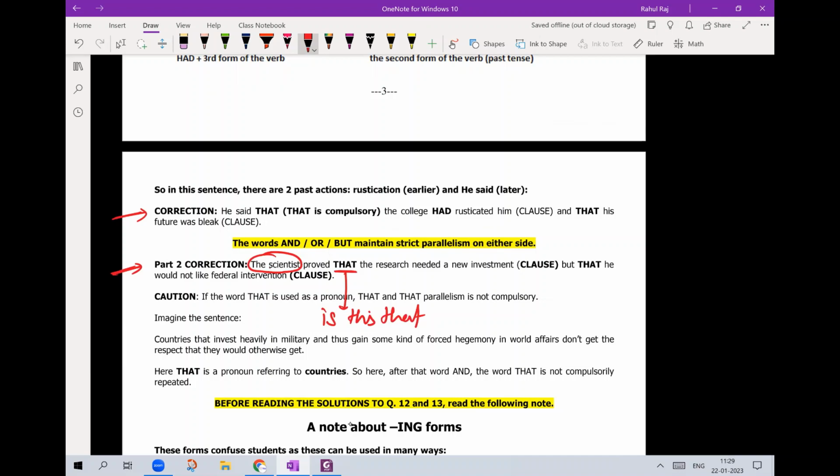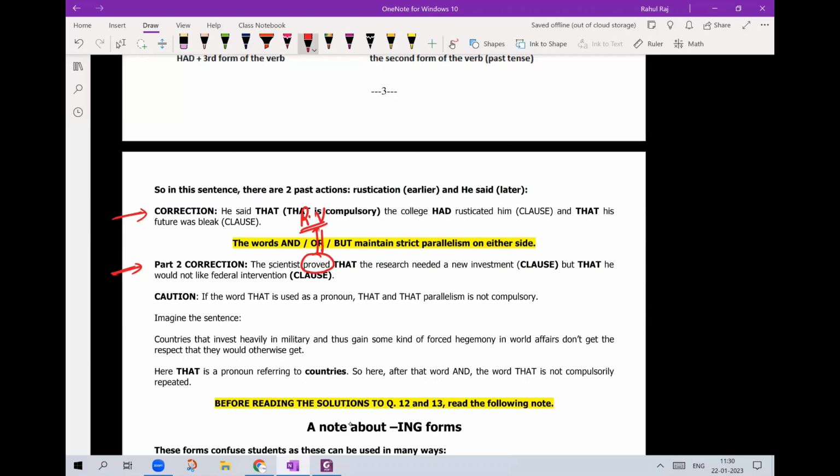The scientist proved, the scientist, the research needed a new investment makes no sense at all, right? I hope I'm making full sense. Now, if you understand that this "that" is not a pronoun, but is followed by some sort of verb called prove, please understand right now that it's a reporting verb. I'll come down to the point. You don't have to remember how it is a reporting verb, how it's a futuristic verb, how it's a main verb. Don't worry, everything will be clear. But right now you just assume that this is a reporting verb. Feel that this is a reporting verb.